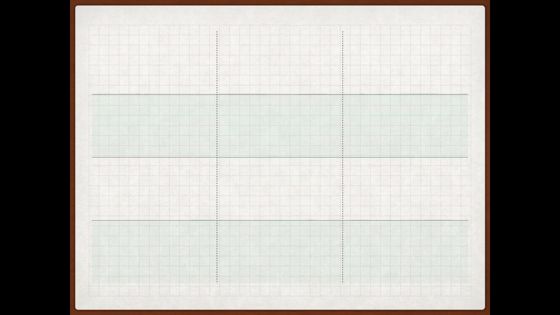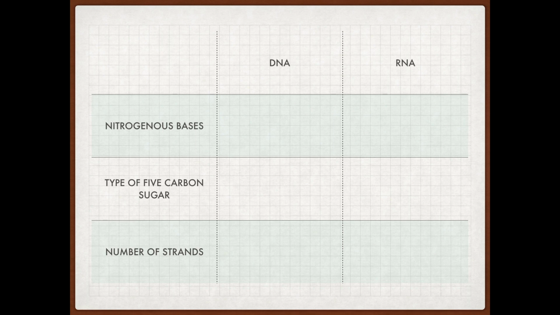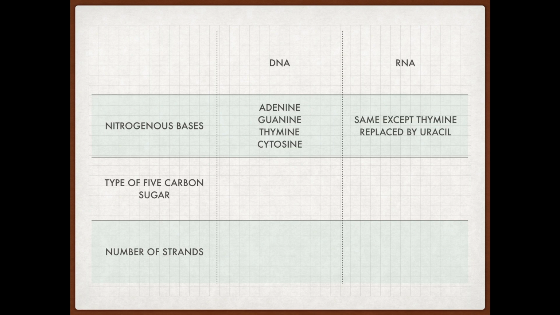Today, we're going to draw a table. On the left-hand side of this table, in the left column, we have all the characteristics we're going to compare between DNA and RNA, and they are nitrogenous bases, type of 5-carbon sugar, and number of strands. First up, let's fill in the boxes one by one. For DNA, we have adenine, guanine, thymine, and cytosine, as I've mentioned before. For RNA, it's basically the same, except that the base thymine is replaced by uracil, meaning that RNA has 4 types of bases, and they are adenine, guanine, uracil, and cytosine.